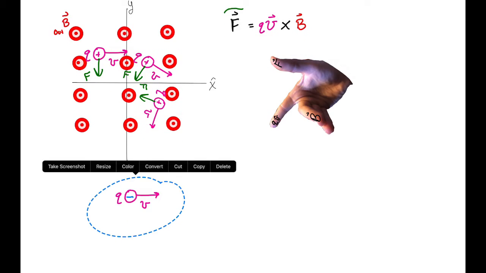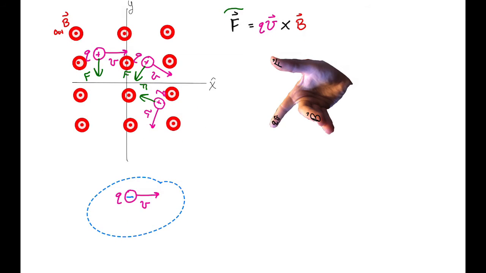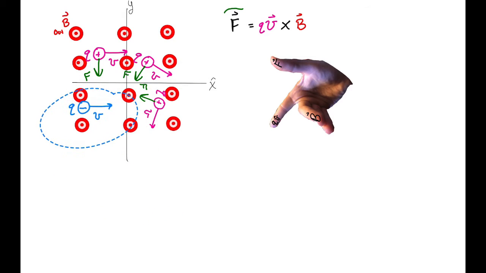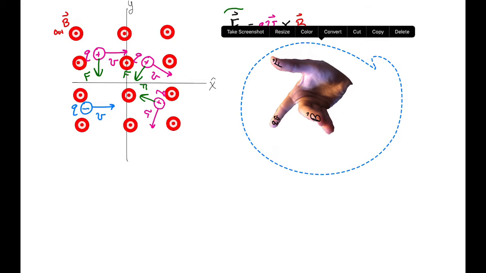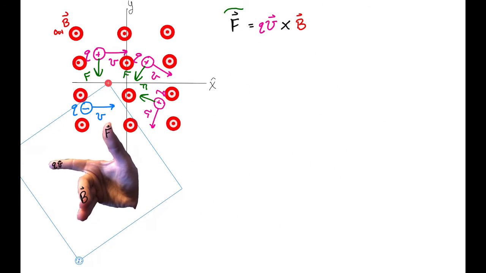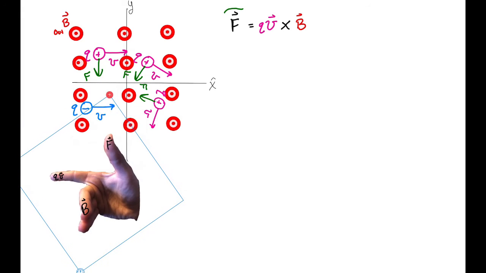So to figure out our force on this QV vector in this field, let's make this one blue. What we would actually need to do is take our fingers and point them to the left. So that's how we would set up our hand to match that blue QV. And so at this moment, you realize that the blue charge experiences a force completely opposite to that the pink did. The blue will experience an upward force, while the pink experienced a downward force.